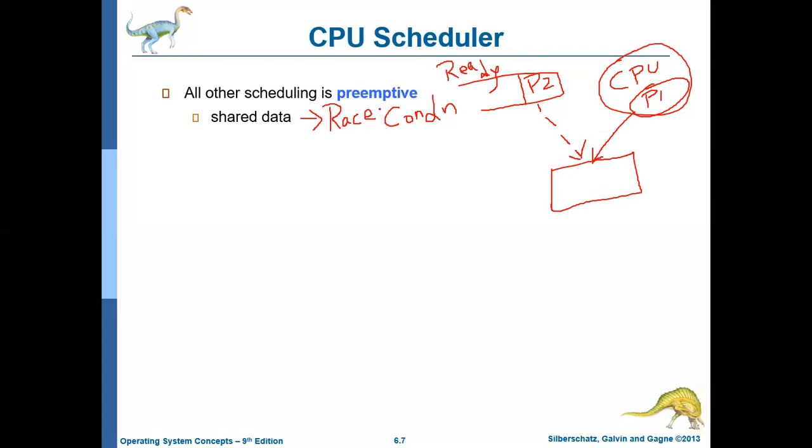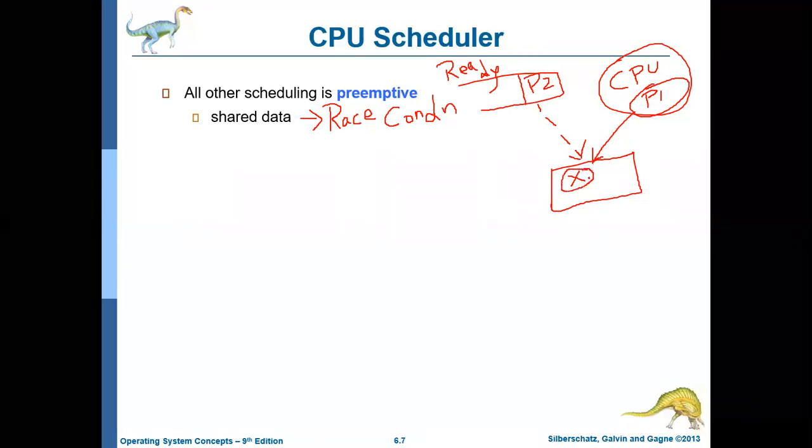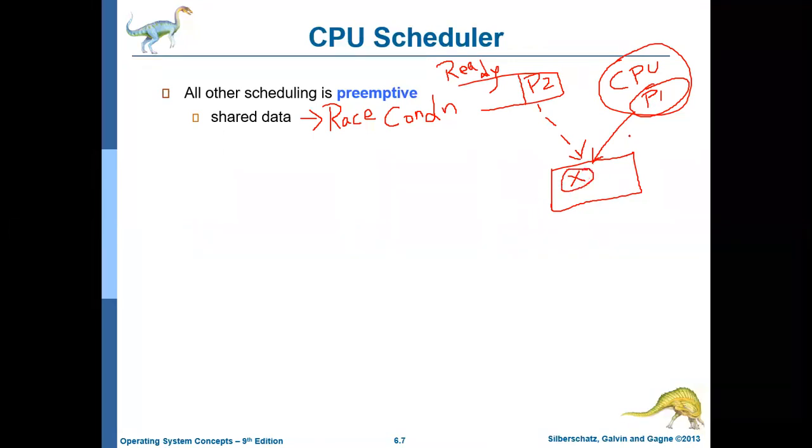Preemptive scheduling means the operating system can take the CPU away from the process at any time. So let us assume there is a variable x, and this particular process is currently updating x, and the update is not completed. It is in the process of updating x, and by that time the operating system preempts. Preempts means it takes away the CPU from the process P1. So this write operation is incomplete.